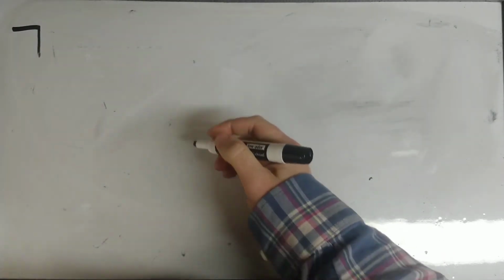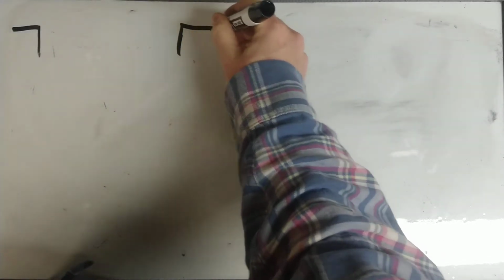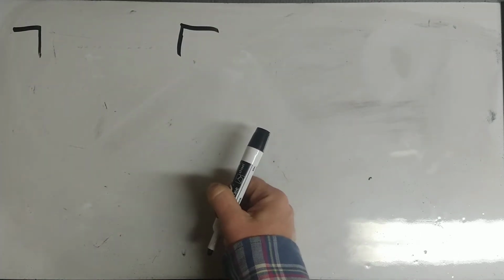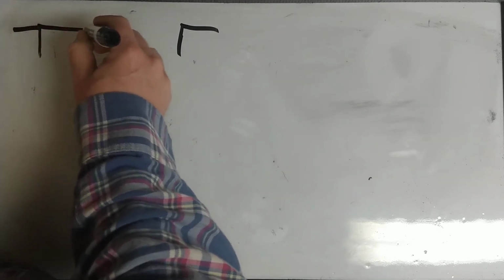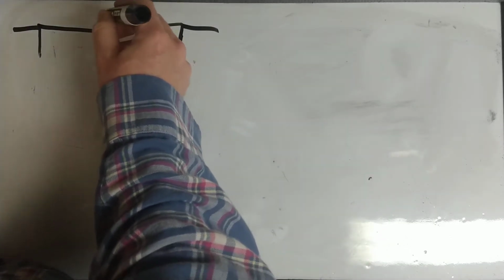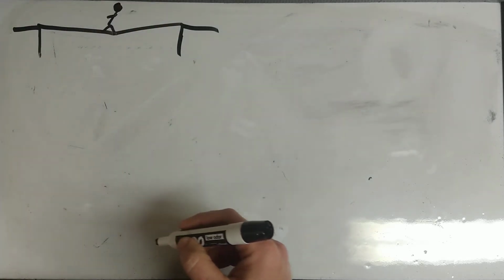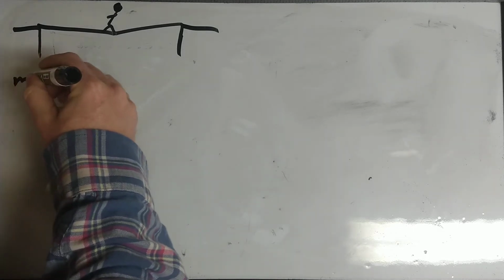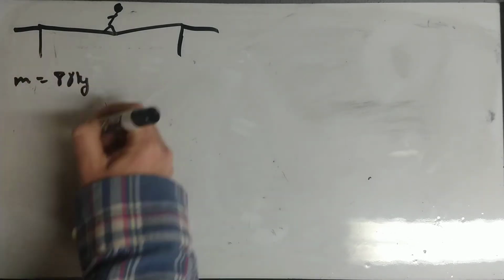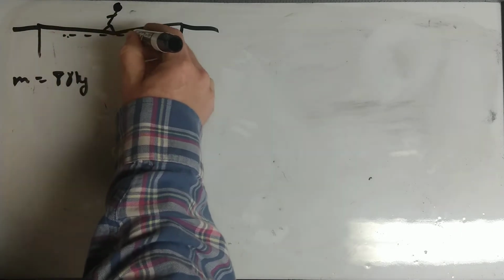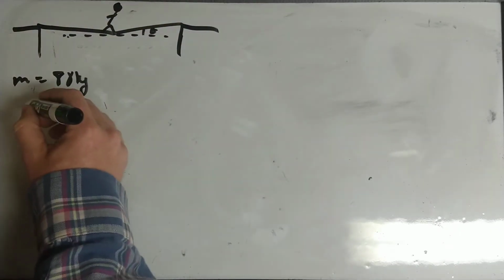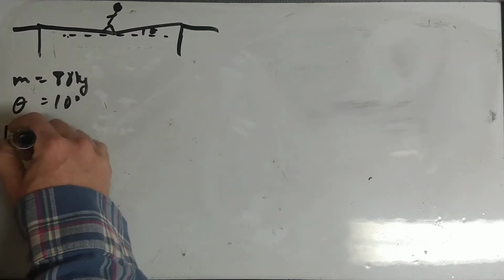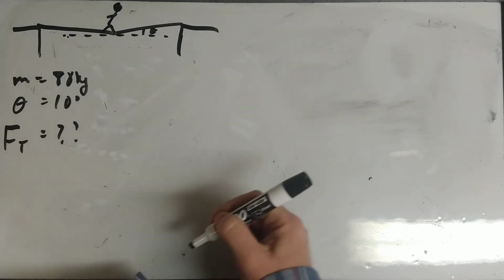All right, the second problem I want to look at here is a tightrope walker. Let's say we have a tightrope walker walking across this tightrope. Their mass is 80 kilograms, and the tightrope makes an angle on each side with the horizontal of theta equal to 10 degrees. Tell me what the tension in that cable is.